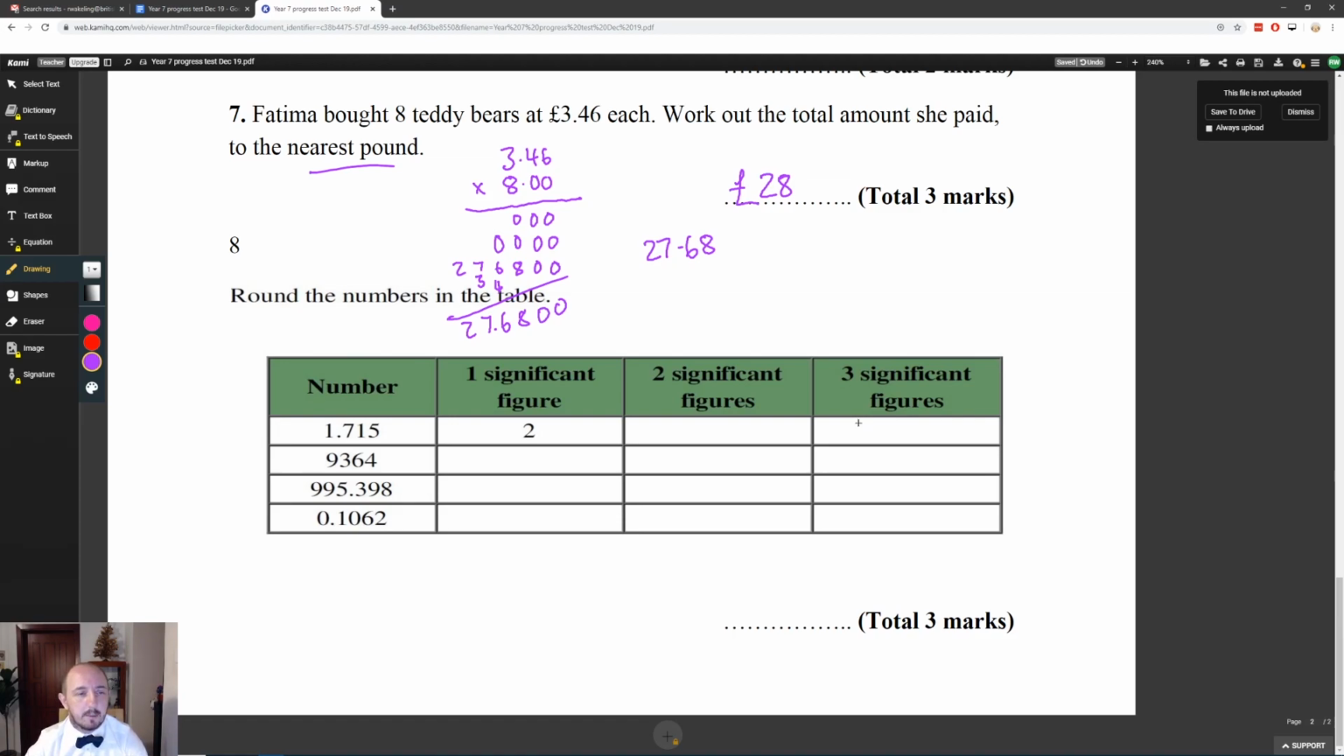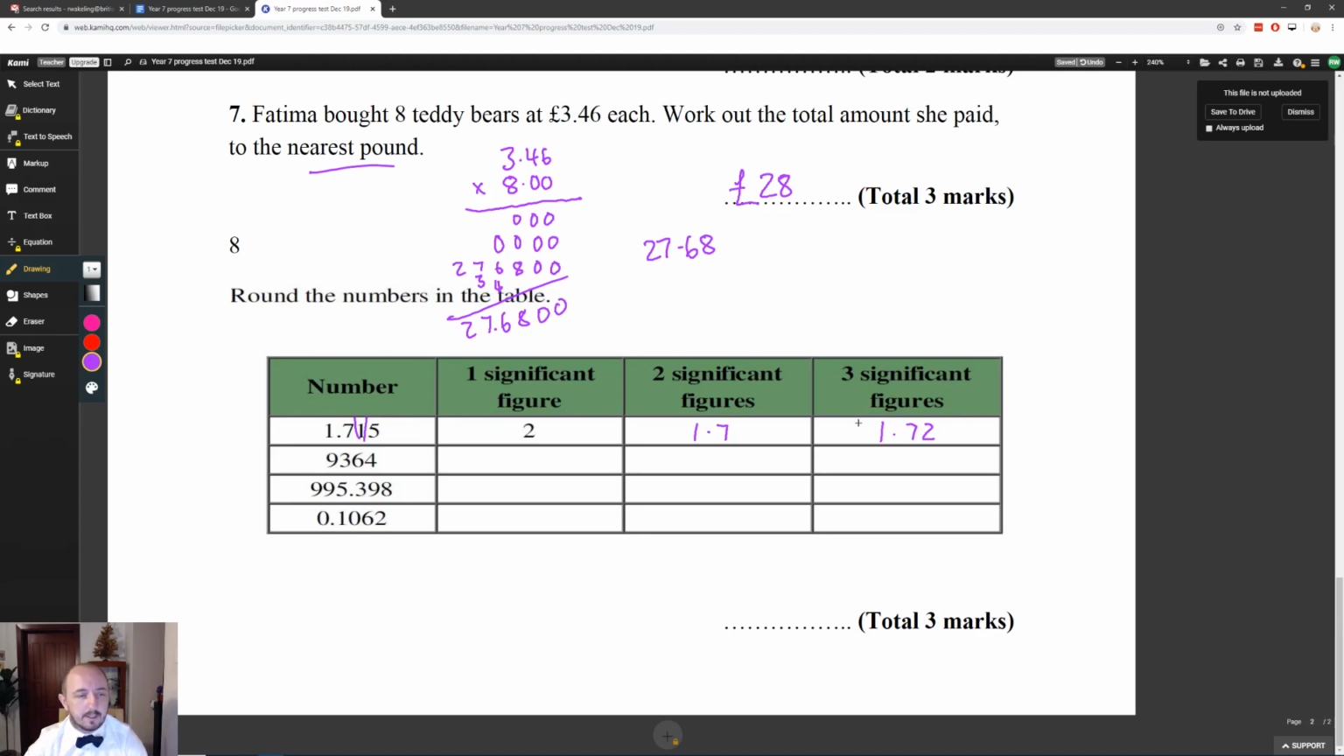Round the numbers in the table. So 1.715 to 2 significant figures. We would start counting from the left and have 1, 7, so that would be there. The next digit is below 5, so that won't change that. And 3 significant figures, the 5 would round that up to a 2, and everything else would stay the same.